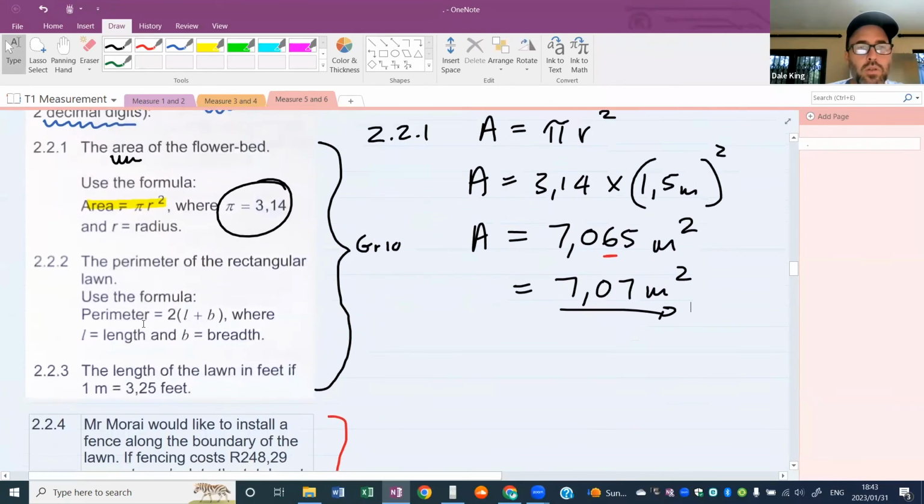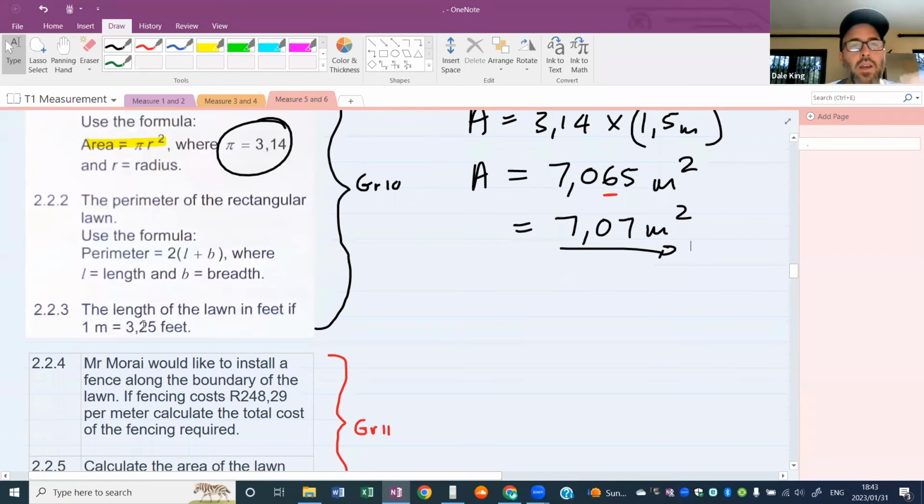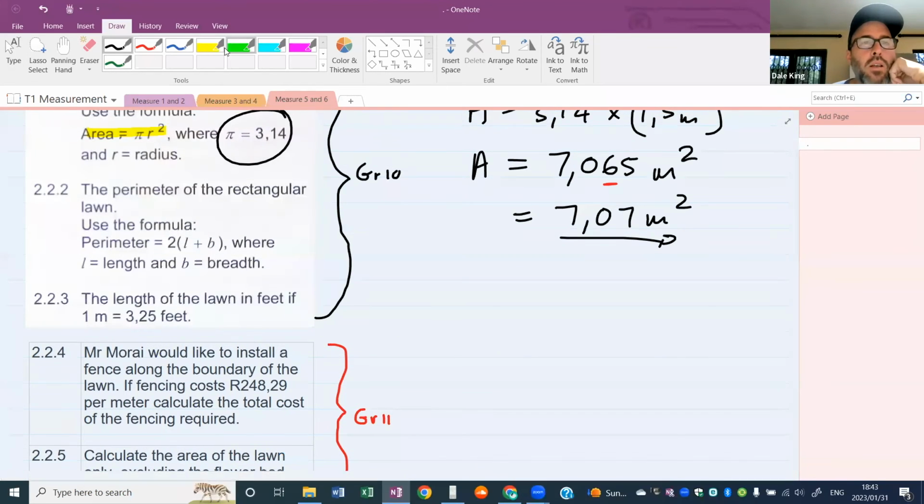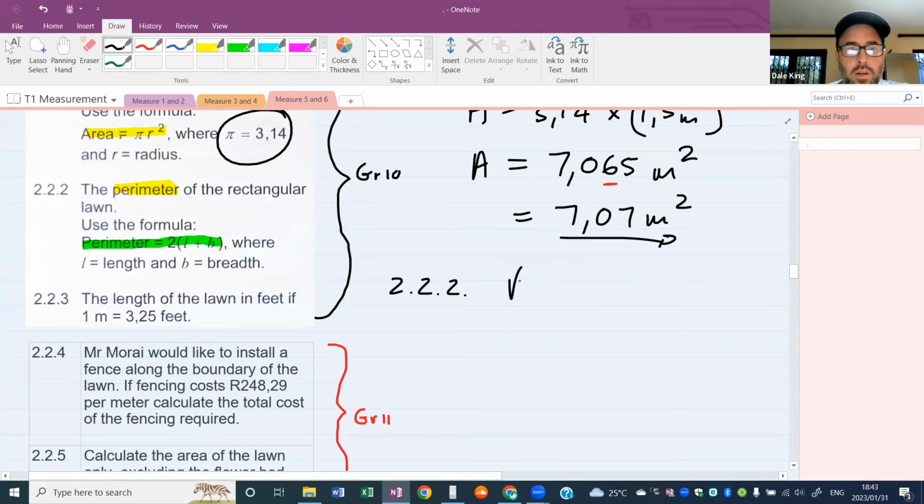Let's look at 2.2.2. Calculate the perimeter of the rectangle. Use the formula P is equal to 2 times L plus B, where L is length and B is breadth. So calculate perimeter, and we're given the formula. There's the formula there. All right, we will use that formula. So let's write the formula out. I'm going to write it out, the whole thing. You guys don't have to rewrite the formula. You will not get marks for this. I always rewrite it. You don't have to. You can start putting numbers in straight away.